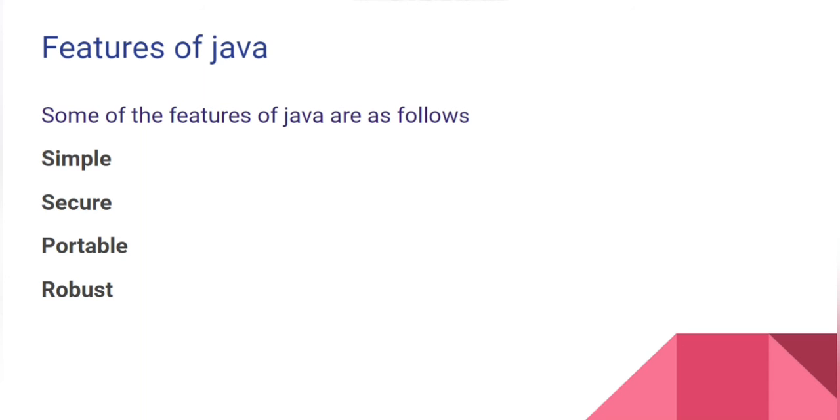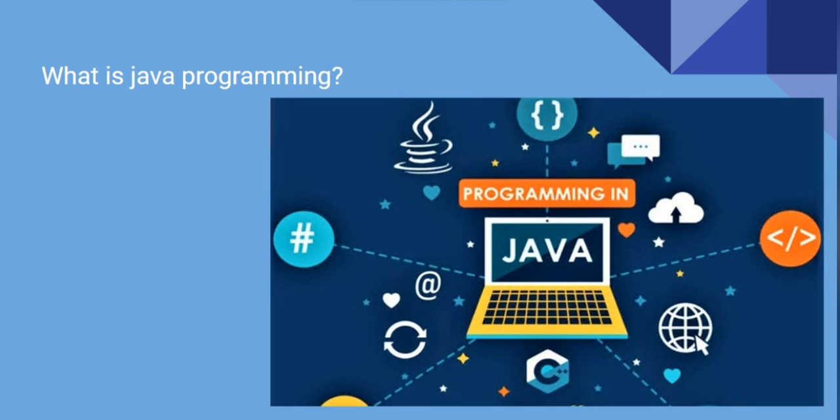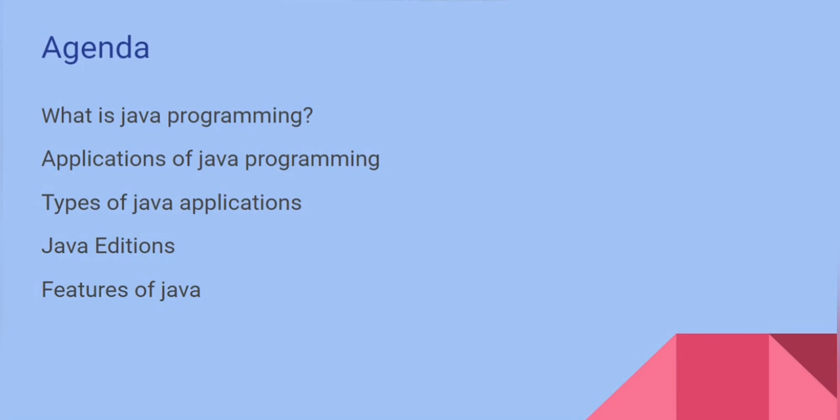Portable, so its applications can be run anywhere. And robust, so the application reliability is very high, and performance is very high. That is why the quality of the product increases, and it will be better when we create applications in Java. So it's all about the Java language. We explained about Java programming, the Java editions, the Java features, and the types of applications we have. So it's all about the introduction to Java.